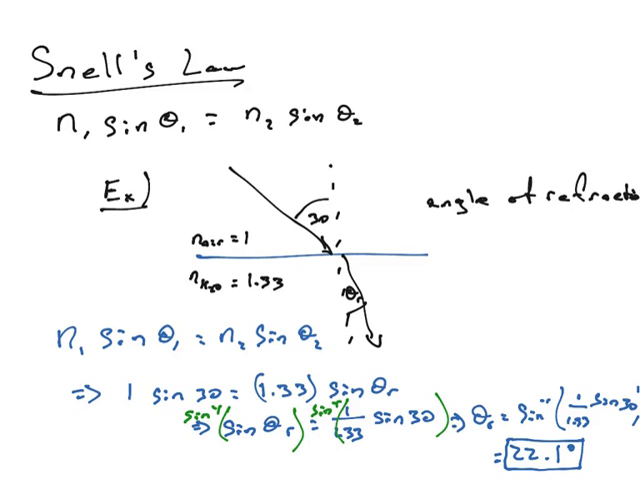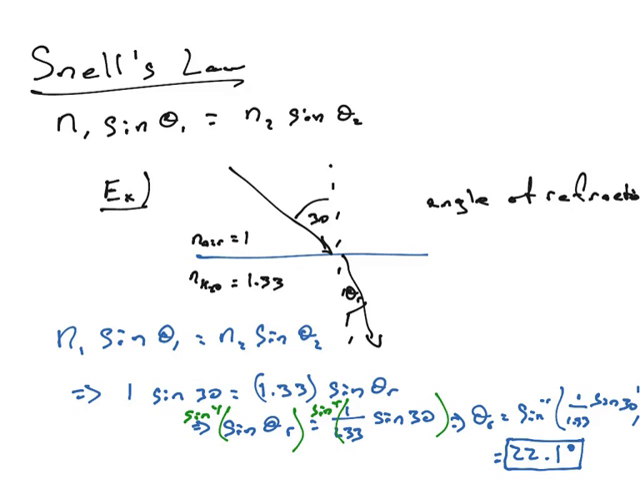Does it make sense? Well, I'm going from air to water. Since the water should be moving slower than the air, my light should have a smaller angle. I should be bent towards the perpendicular. I went from 30 degrees, I'm now at 22. I got to a smaller angle. Makes sense. So I can be confident. And that's how we do angle of refraction.